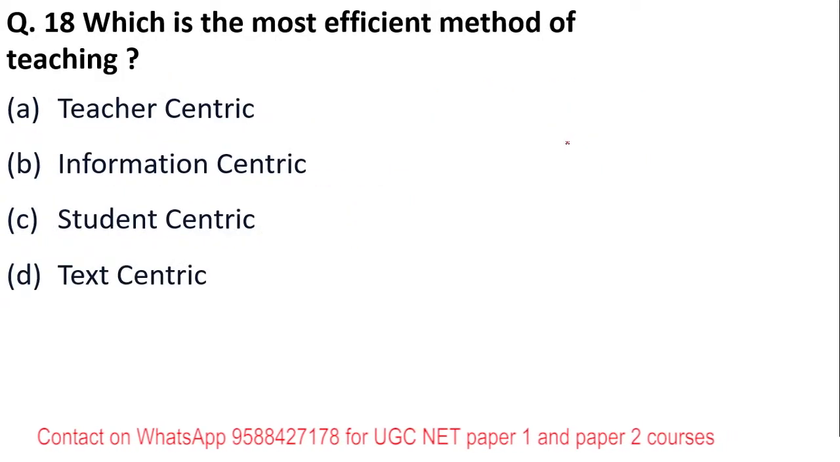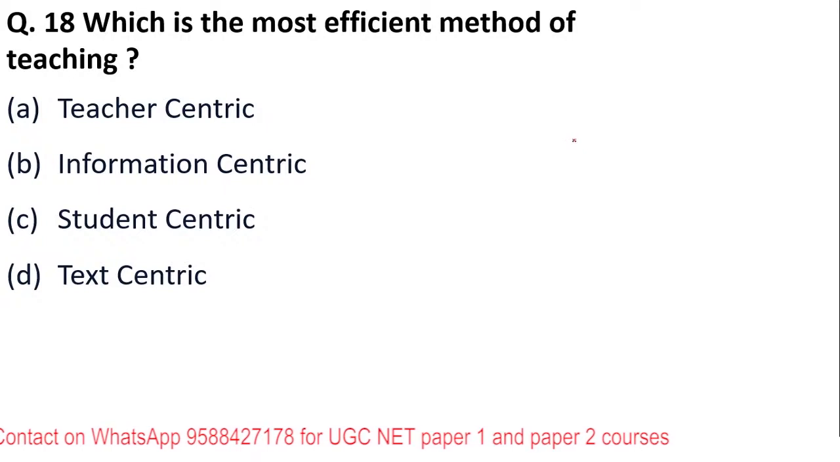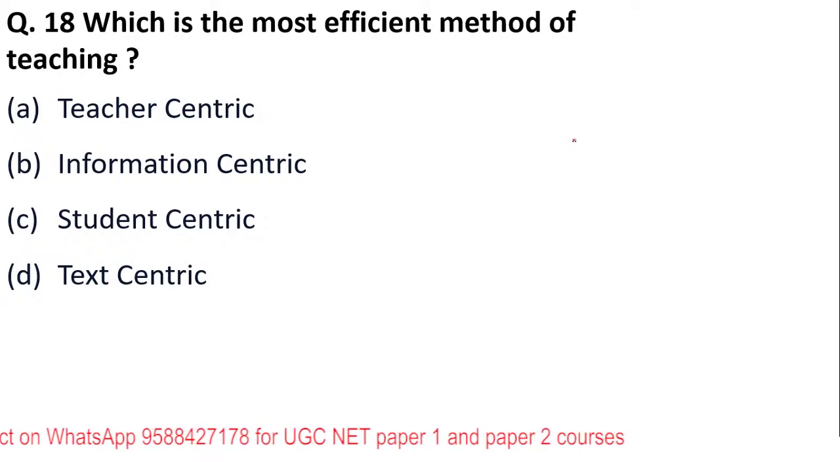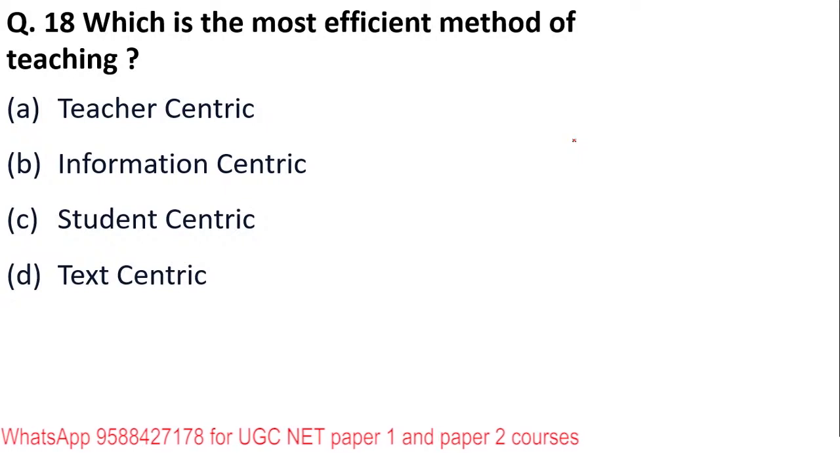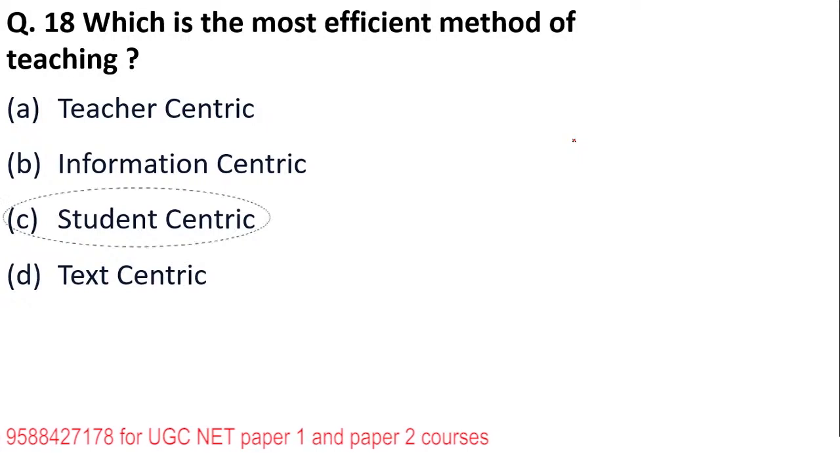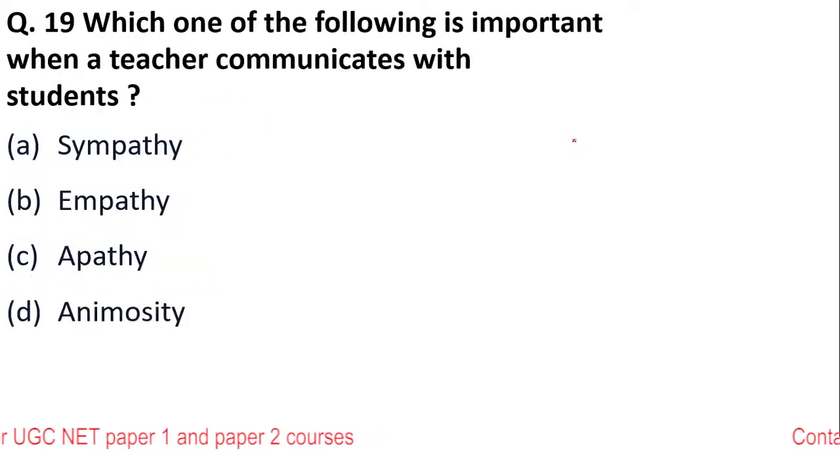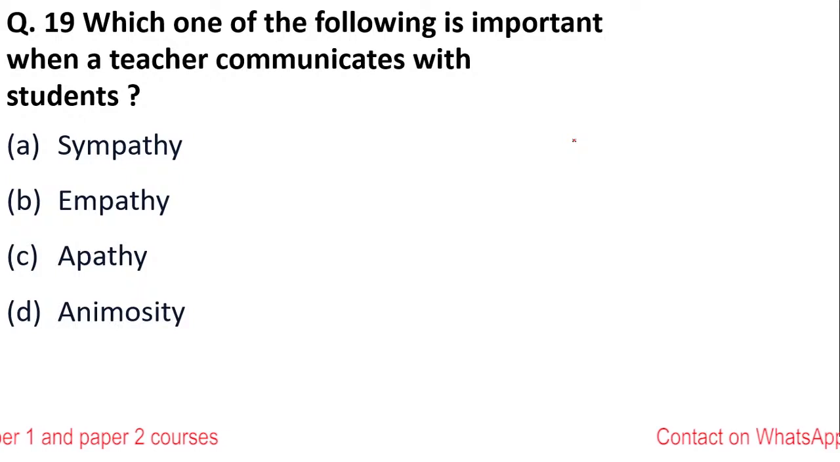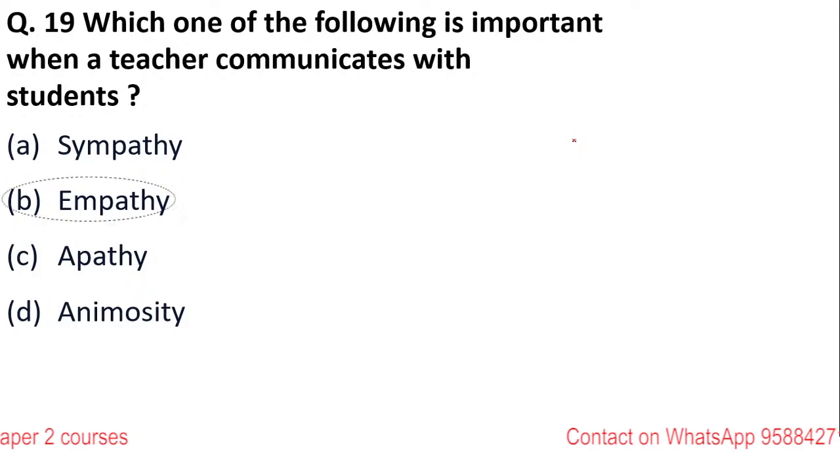Which is the most effective, efficient method of teaching? Teacher centric, information centric, student centric, or text centric? The most efficient method of teaching is student centric. C is the right answer. Which one of the following is important when a teacher communicates with a student? Empathy is very important when a teacher is communicating. B is the right answer.